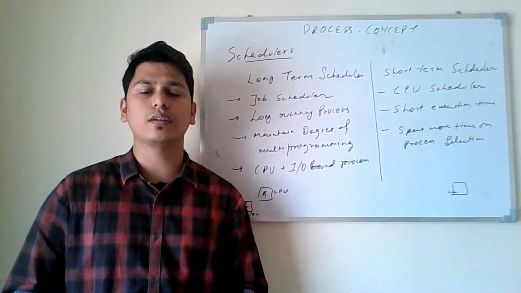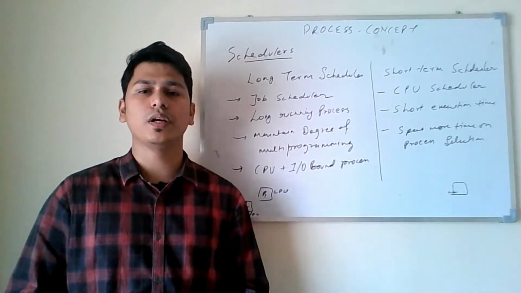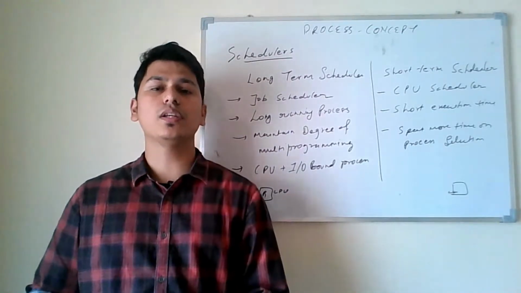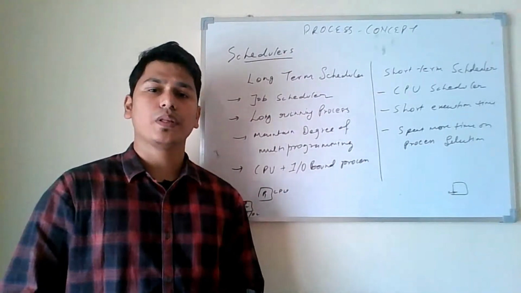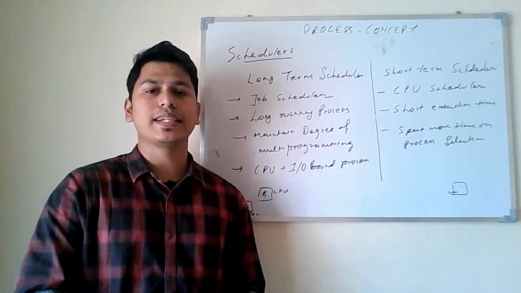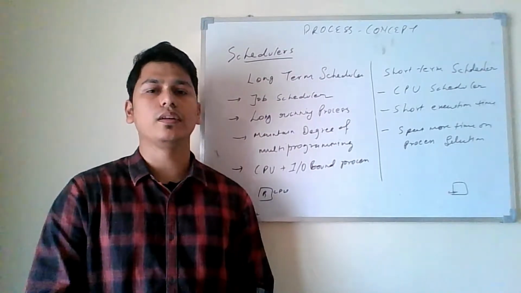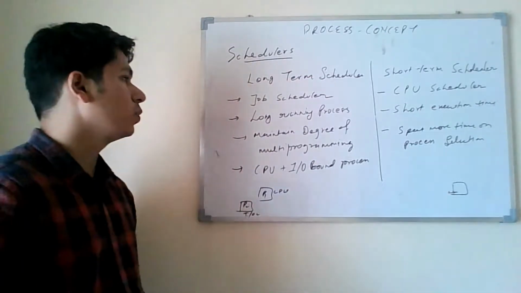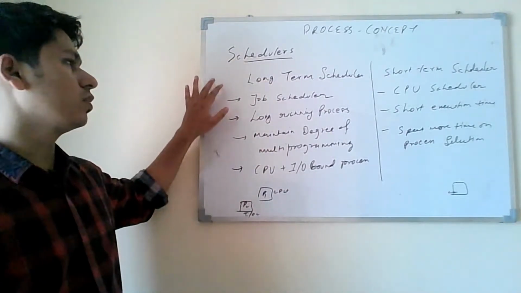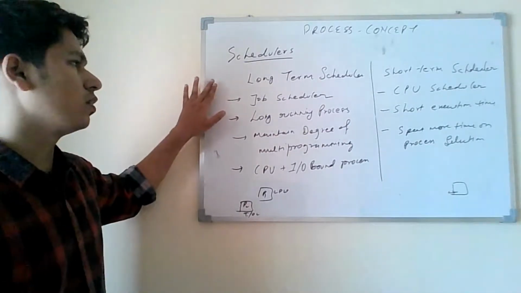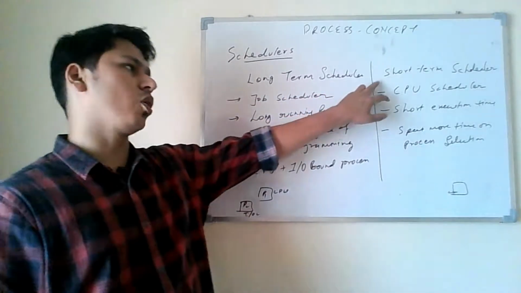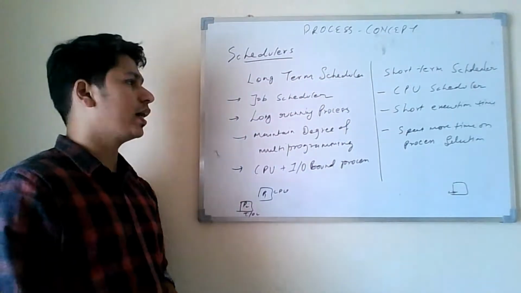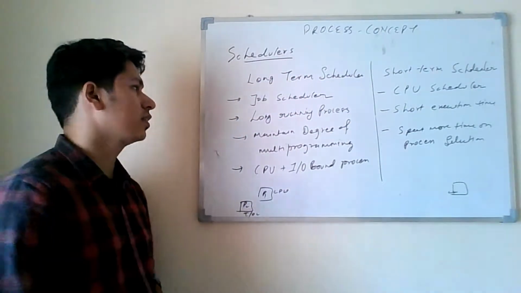So as we know, when a process enters the system, it goes to different scheduling queues before being assigned to the CPU. The way this process gets selected from the queue and assigned to the CPU is done by the schedulers. Here we are discussing two schedulers: one is the long-term scheduler and the other is the short-term scheduler. Let's look at the difference between these two schedulers and how they perform their tasks.